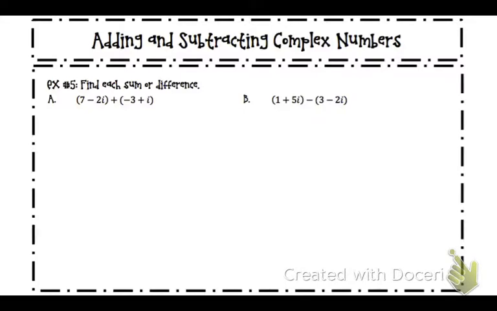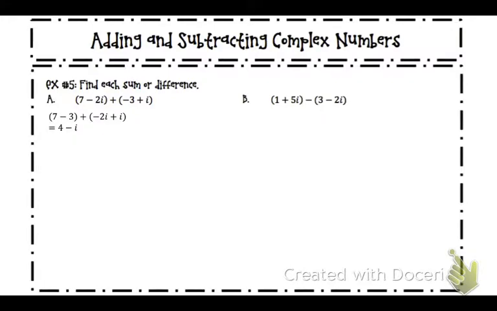So finding sum or difference. Basically, this is the same as adding and subtracting polynomials. On addition, you're just going to combine like terms. So that's 7 minus 3, and then the negative 2i plus i. So just combine your constants and combine your imaginary numbers. 7 minus 3 is 4. Negative 2i plus i is negative i. So the answer there is 4 minus i.